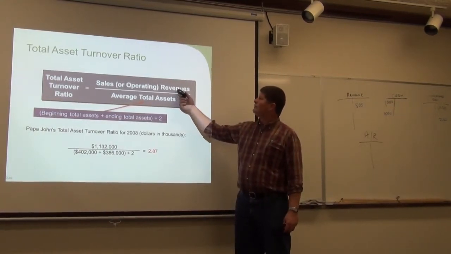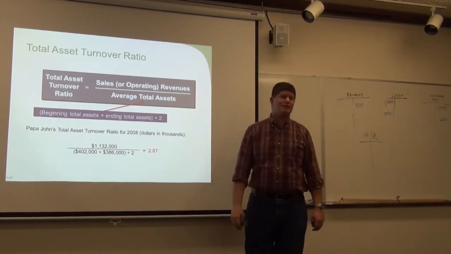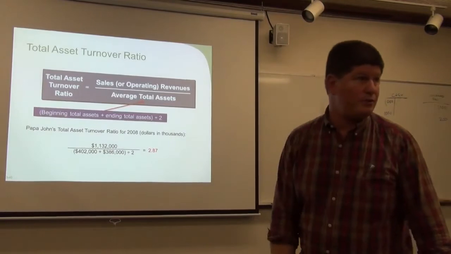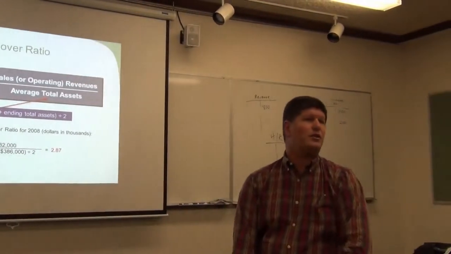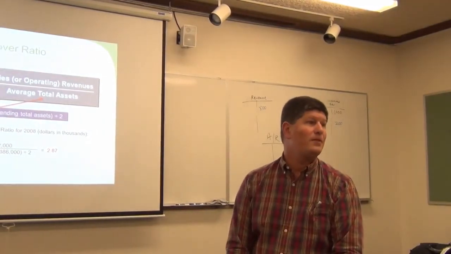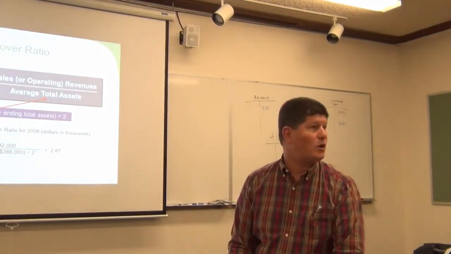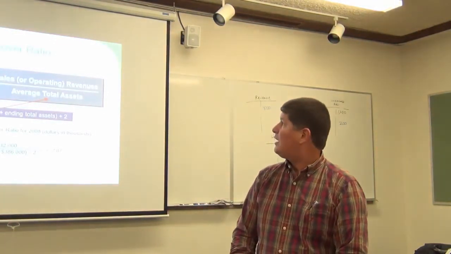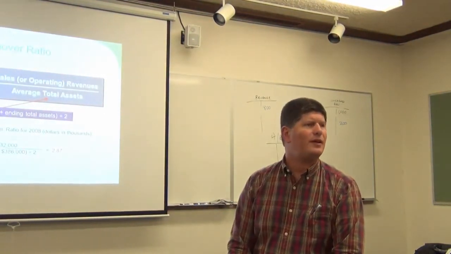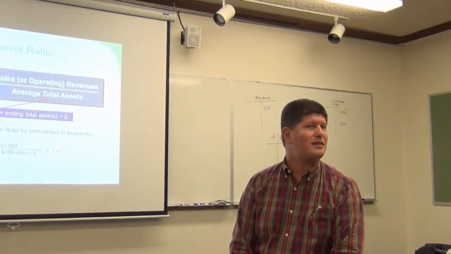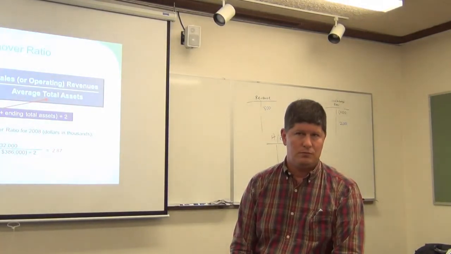So, total asset turnover: sales or revenues divided by average total assets. Notice the qualifier here, operating revenues. So if I sell a building, is it revenue? No, it's a gain, right? So gains and losses don't go into this. It's only operating revenues. Good? Average total assets. How do I get average total assets? Beginning assets plus ending assets divided by 2. Really straightforward.